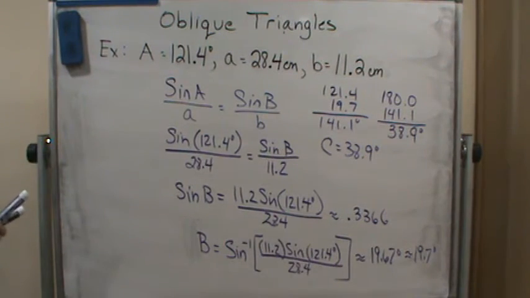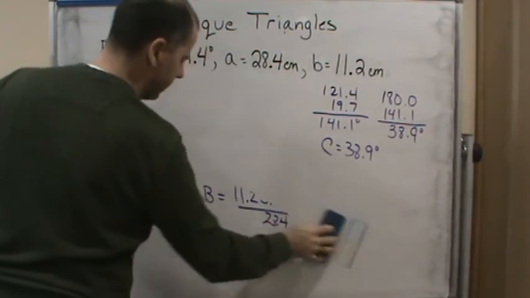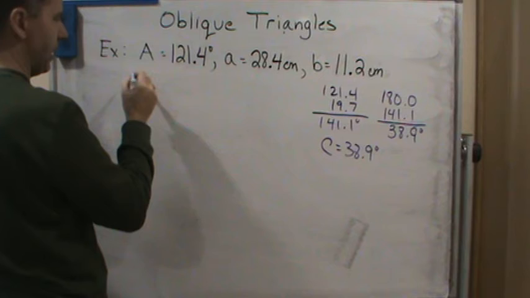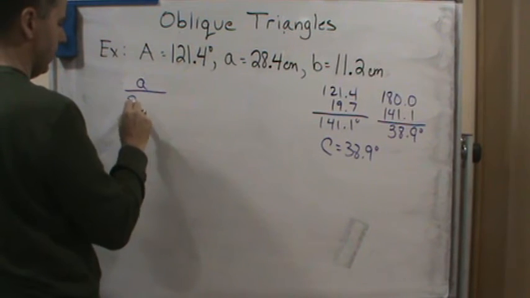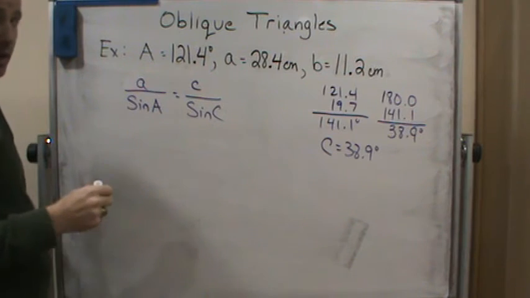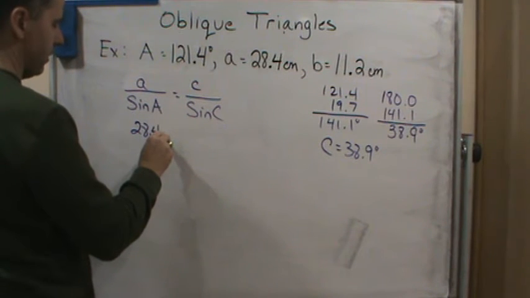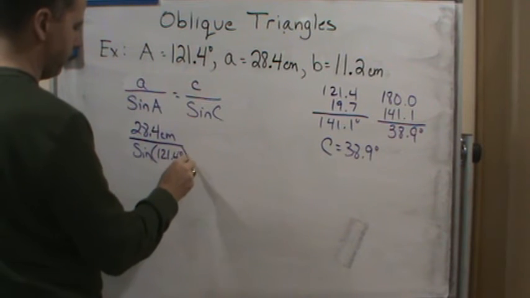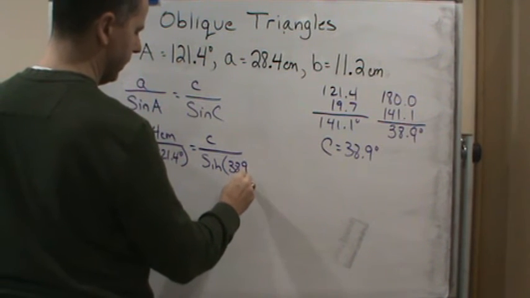Awesome. Now, I can use the law of sines again, now involving C, to find the last side, which is C, right? So now I set up my law of sines. In this case, I'm going to flip it. So it's going to be A over sine A is equal to C over sine C. That way I can just easily solve for C, which is what I want. So this is going to be 28.4 centimeters over sine of 121.4 degrees equals C over sine of 38.9 degrees.